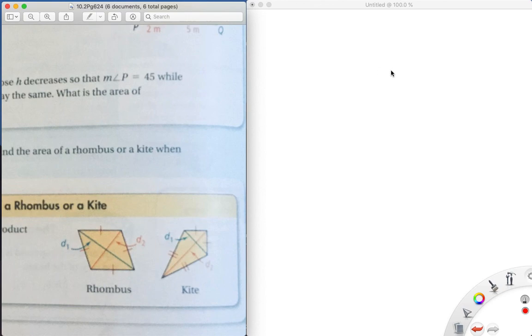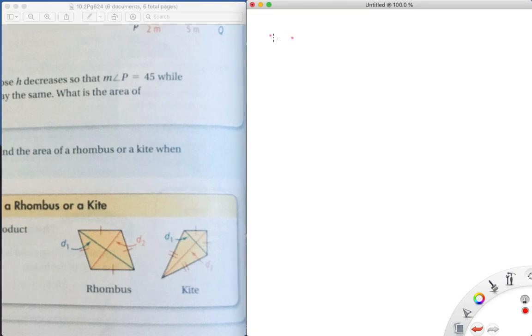I can recreate that. So we have a rhombus. And remember, a rhombus is a parallelogram, a four-sided quadrilateral, in which all the sides are the same. That's a rhombus. So we have this one diagonal. They call it diagonal 1. They also have another diagonal. They call it diagonal 2.